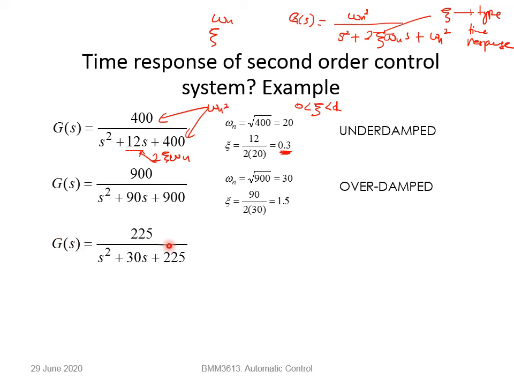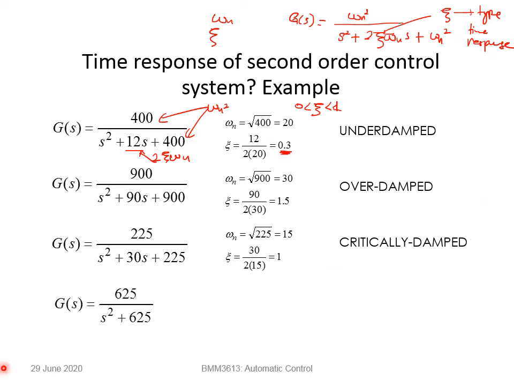And then the next example, we have 225 over s square plus 30s plus 225. So we have omega n square is 225, and we have 2 zeta omega n is 30. So we will have omega n, the natural frequency, of 15, and a damping ratio of 1. If we have a damping ratio of 1, it means that we will have a critically damped time response.